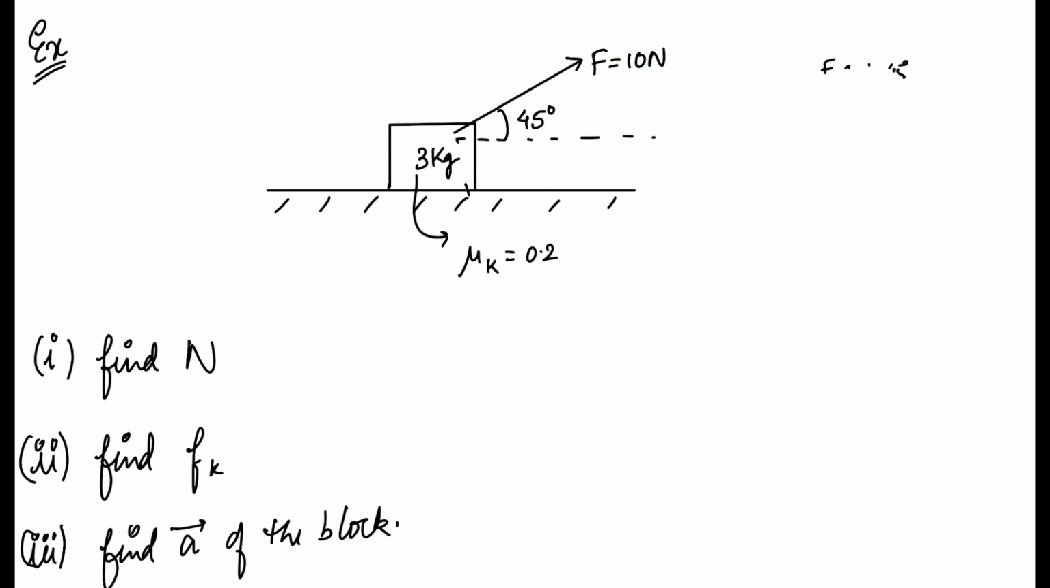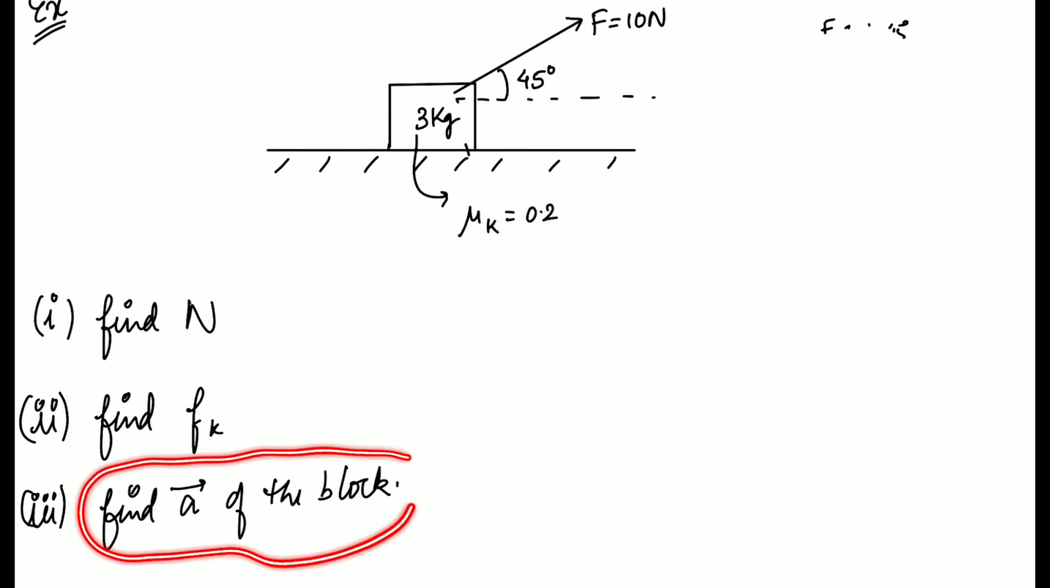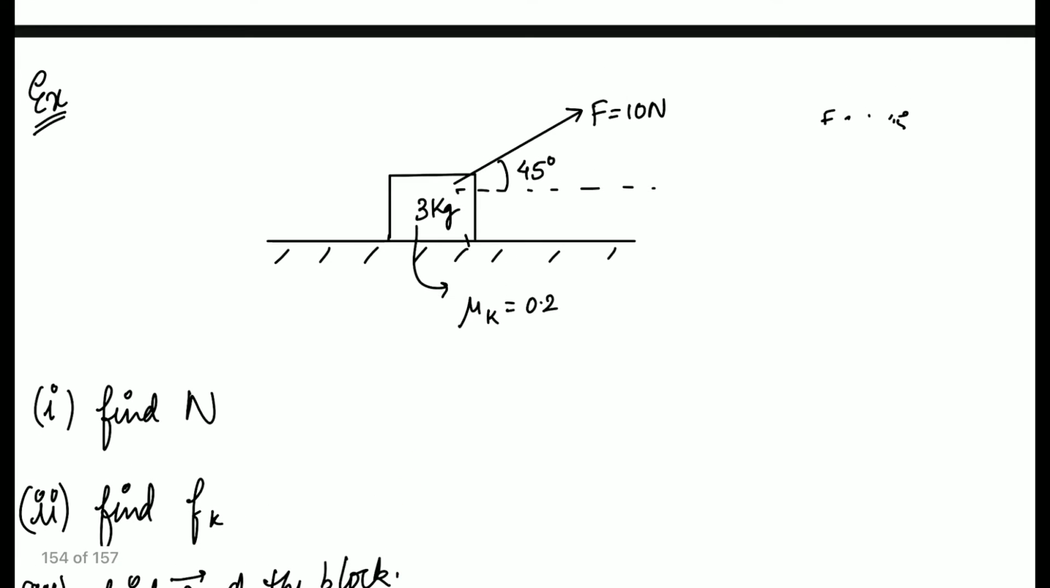Now you're supposed to find the value of the normal reaction, then find the value of the kinetic friction, then find the acceleration of the block. Let's try to do it one by one. First and most important, we will see what forces are acting here. There is a force F, so I can make components of this force. One component will be in the horizontal direction, that is F cos 45 degrees, and the other will be perpendicular to that, which is F sin 45 degrees.